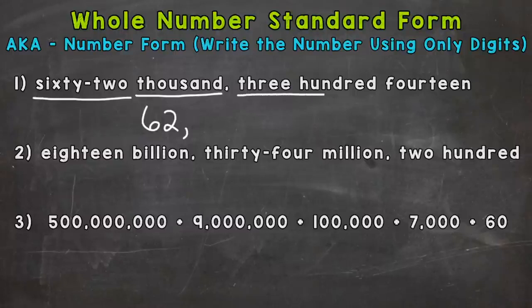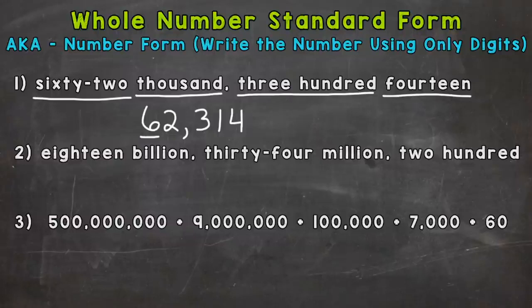We have 314. So we know we need a 3 in the hundreds period because we need a 3 with a value of 300. And then we have 14, so a 1 in the tens and then a 4 in the ones. My suggestion would be to always double check that your word form and standard form matches.